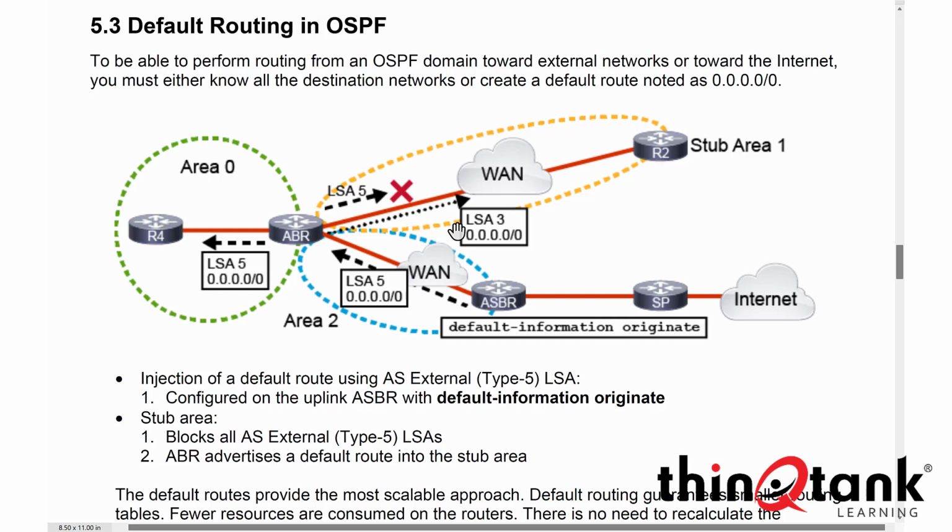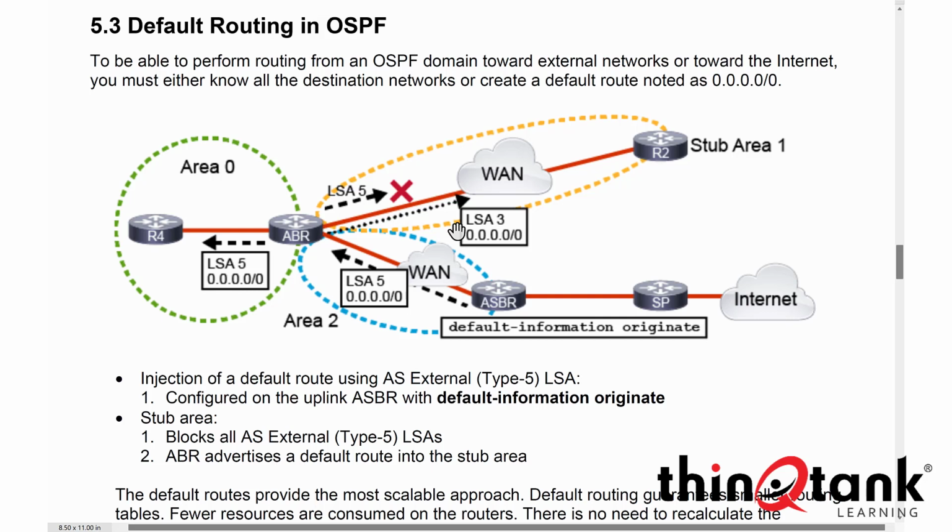We'll explore those options when we get into the discovery, but essentially default information originate is like telling OSPF, it's almost like a macro, although it's not a macro. It tells OSPF to redistribute a quad 0 route into OSPF. Okay?